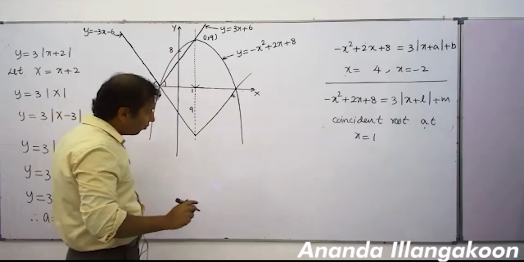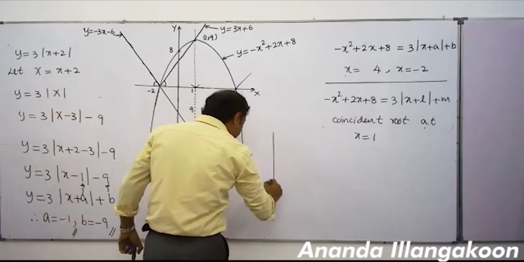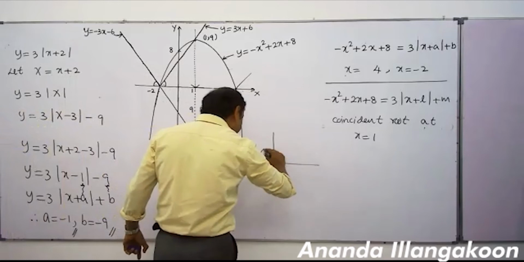People, coincident root means this. The two graphs we have like this.